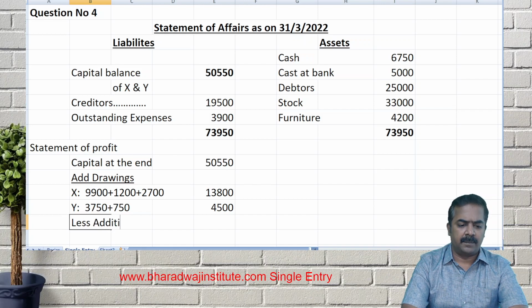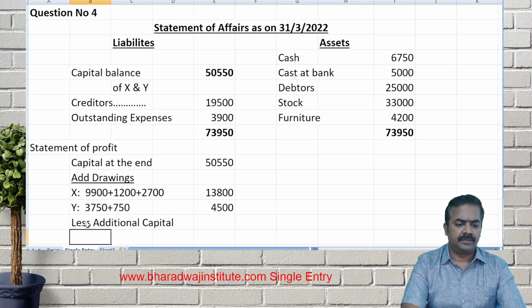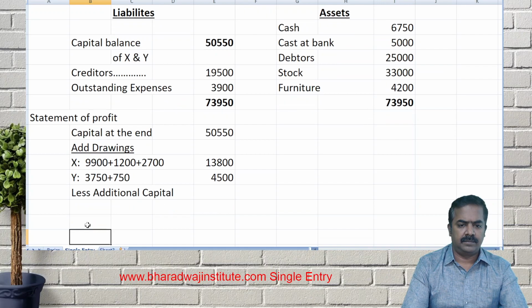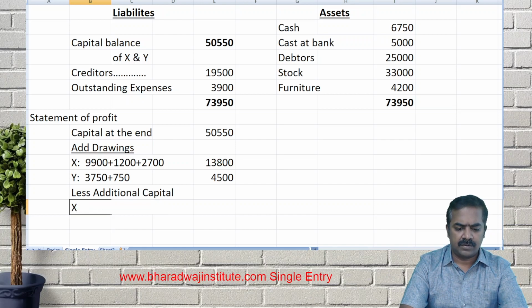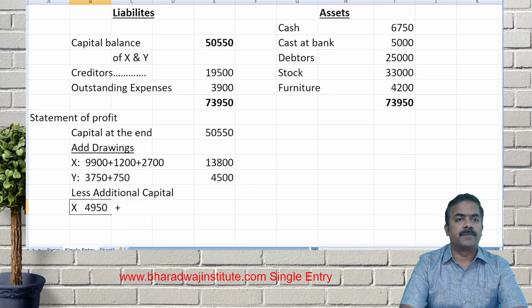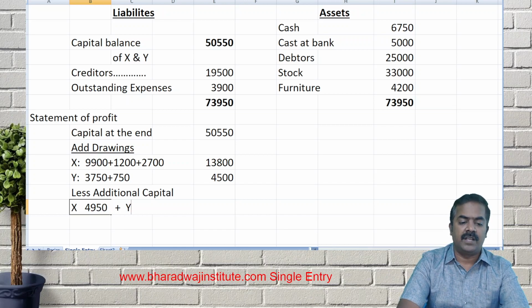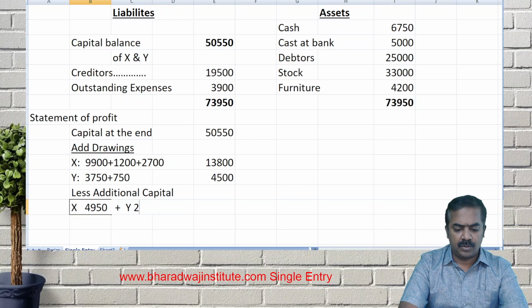Less additional capital. X brought how much? 4,950. Plus Y paid expenses of the firm which are entitled to be reimbursed, 2,400.